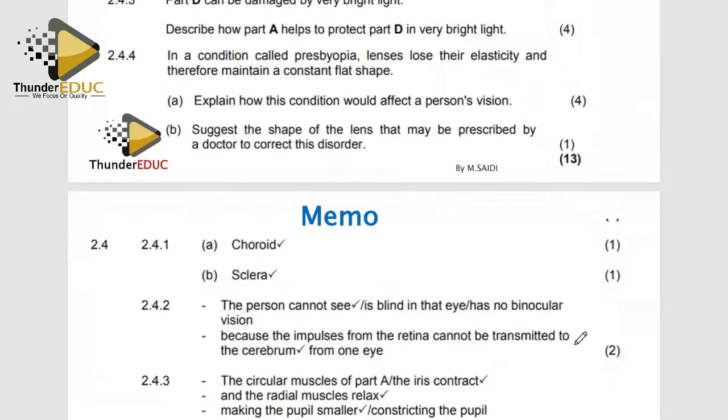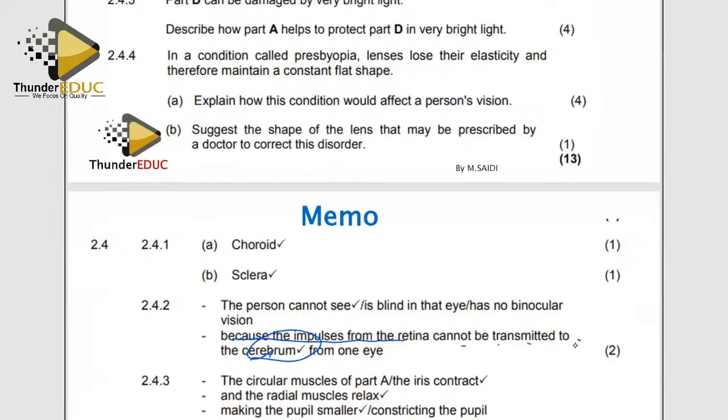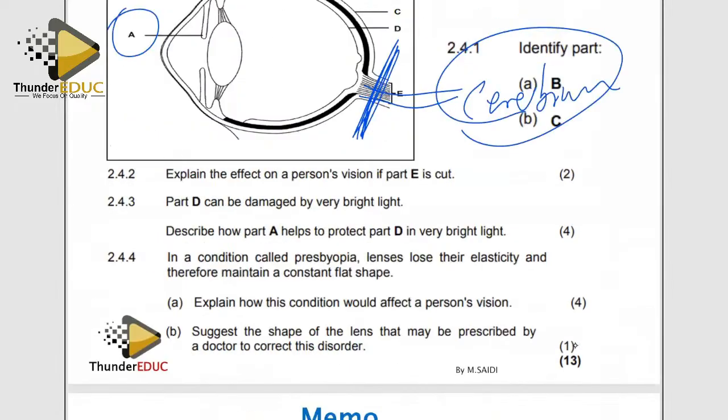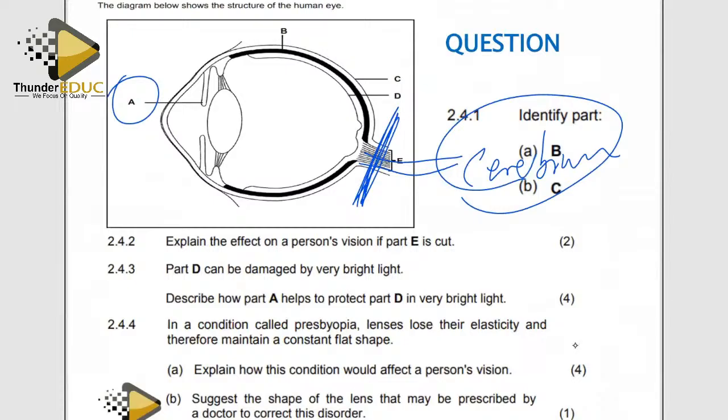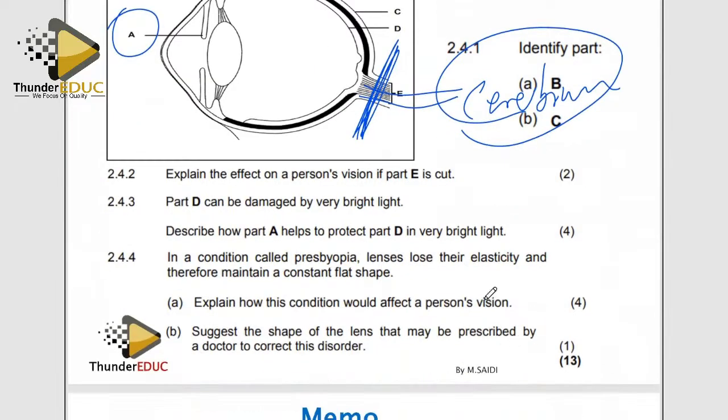Why? Because what are they saying? The impulse from the retina cannot be transmitted to the cerebrum. You have to talk about which part of the brain. Don't just say brain. If you have just written brain, you have to mention the part of the brain where the impulse is going. Then they're saying, describe how part A helps to protect part D.